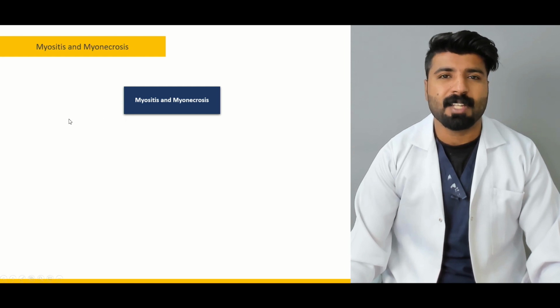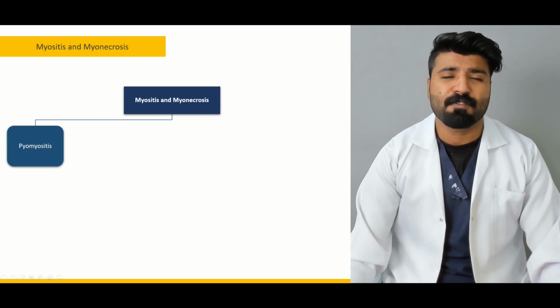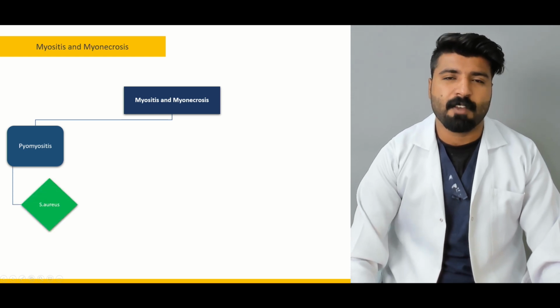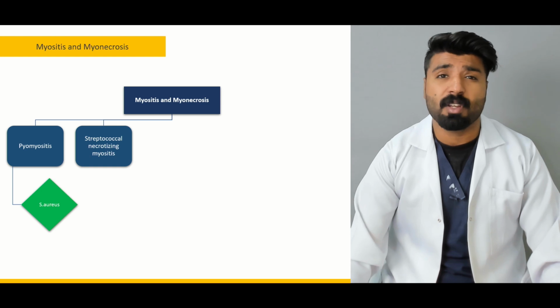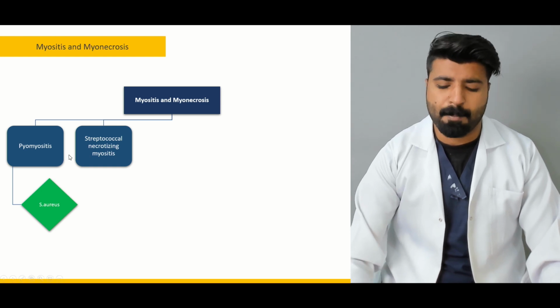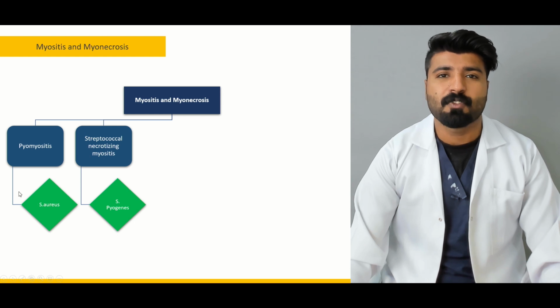So what happens in myositis and myonecrosis is that it will lead to pyomyositis. Pyomyositis is pus formation inside the muscle and inflammation, which is caused by what organism? Staphylococcus aureus. Next on, we have streptococcal necrotizing myositis. Now, as the name indicates, this is caused by streptococcus. But which streptococcus? Streptococcus pyogenes. Streptococcus pyogenes will lead to necrotizing myositis. Muscles will be necrotized in this condition.